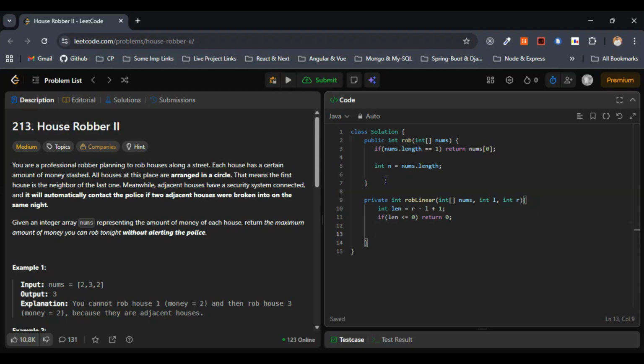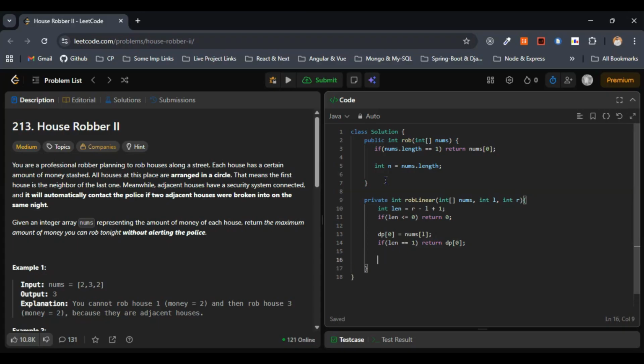Let's consider only the first house in the segment, and also the single house segment. So let's go with the base cases for the 1D DP. I'll just go with dp of 0 equals nums of left, nothing but only the first house in the segment. Now for the single house segment, if len equals 1, then we return dp of 0.